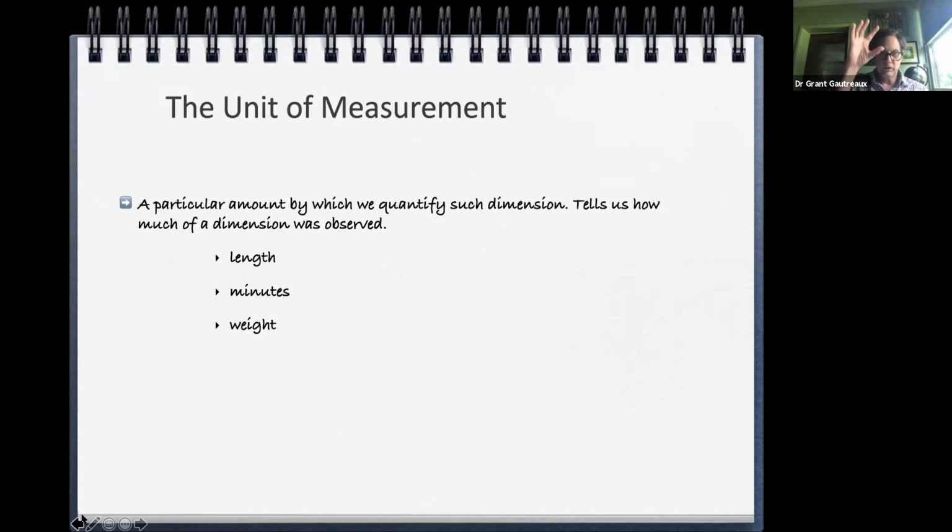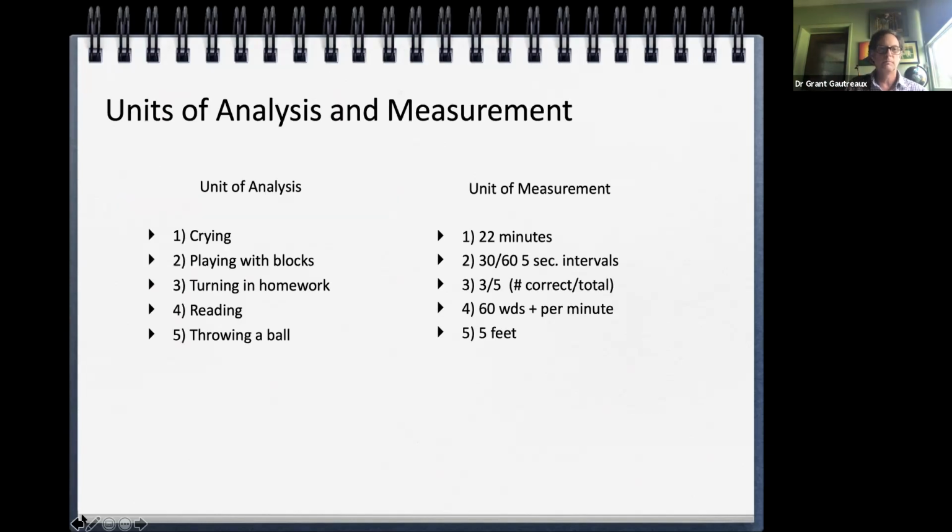So now we have a unit of analysis. We're looking at the unit of measurement. How are we going to measure that unit of analysis? With length, minutes, weight, time, and so on. So here's one way to make those comparisons.